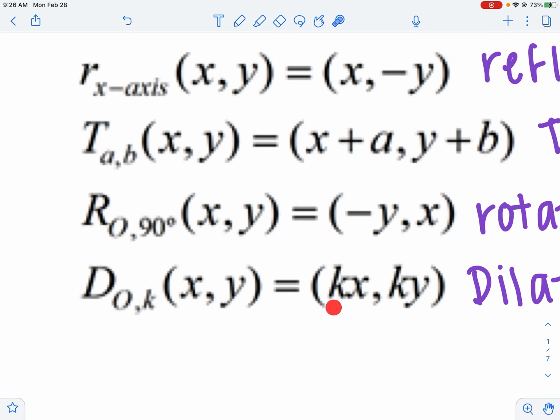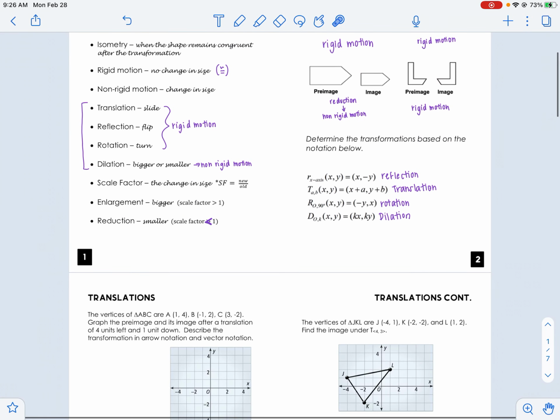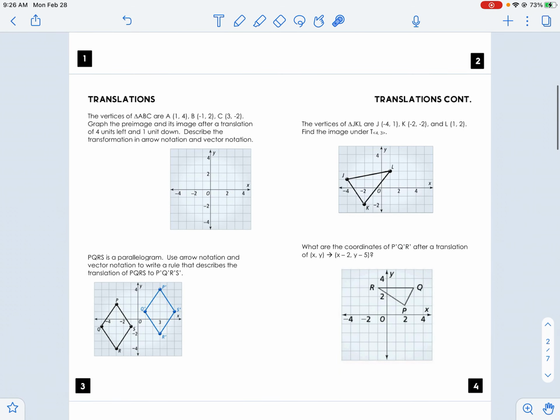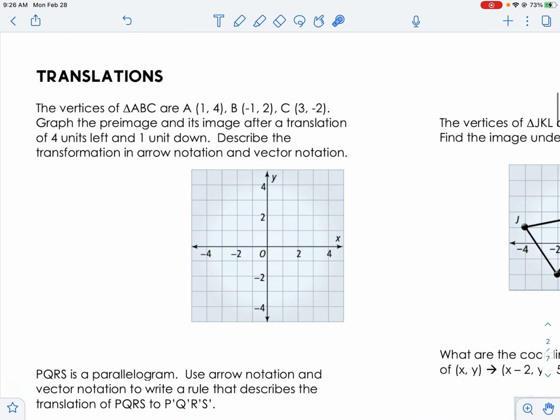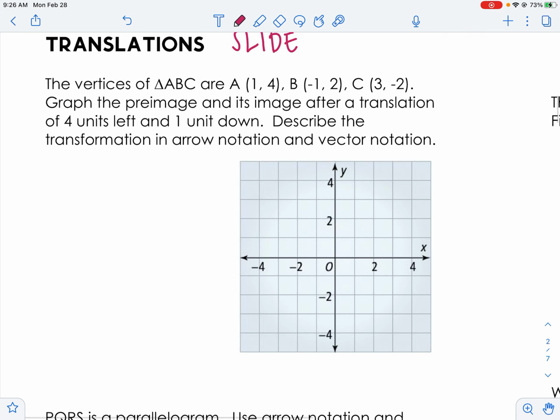So you just multiply your coordinates. Now, keep these pages in mind as we go to take a look at our first transformation, which is translation. Now, think back, what did translation mean? And if you said slide, you're right. So let's take a look at how we translate, how we slide an image.